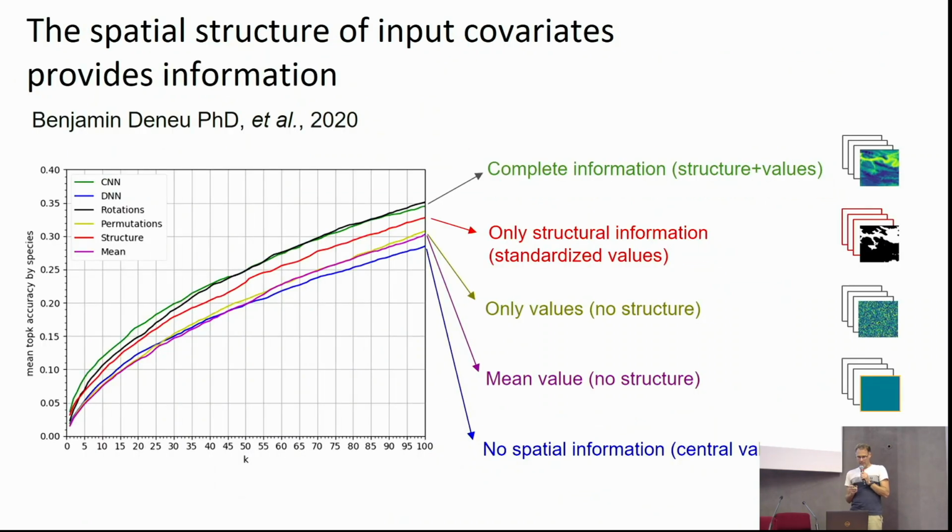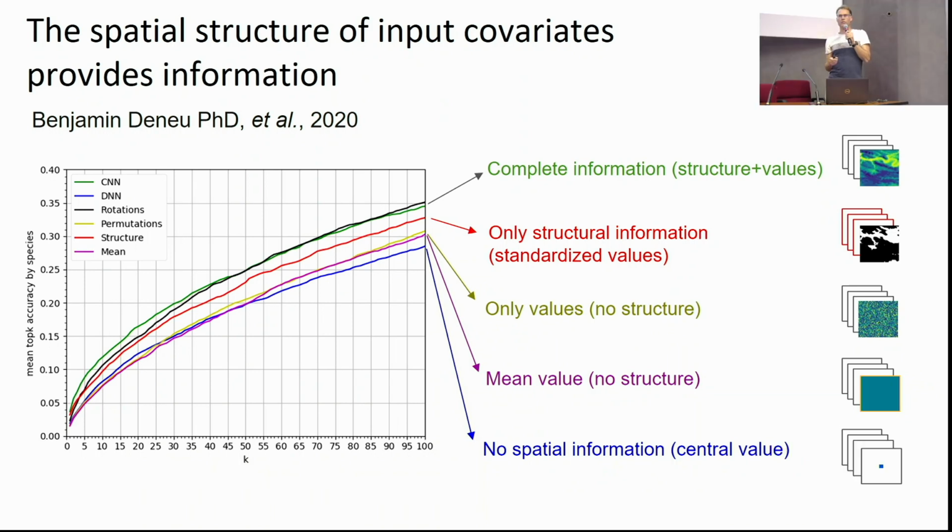Then in the PhD of Benjamin Deneux, we tried to understand better what kind of information can be captured by such a model. This study was about trying to show that the spatial information provides some additional predictive performance to the species. This was done through an ablation study. You take the spatial patches of the bioclimatic variables, and you randomize the pixels, or you take the mean value, or you only keep the structure without the value of the signal, and you measure the performance of these different strategies. And you can see that really this spatial structure brings a significant performance gap.